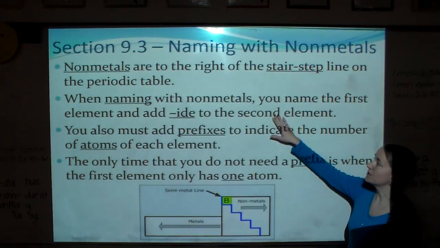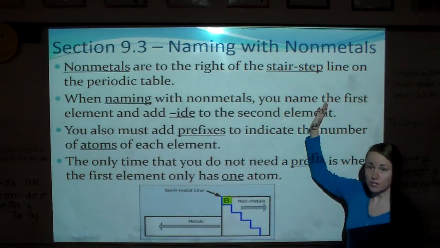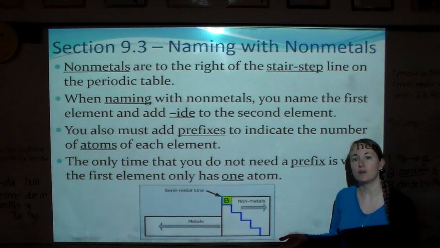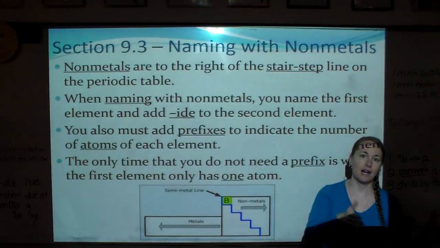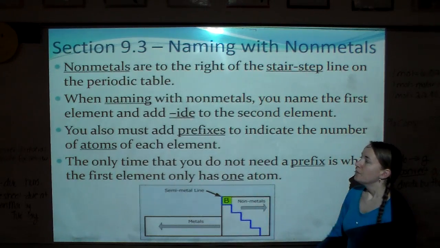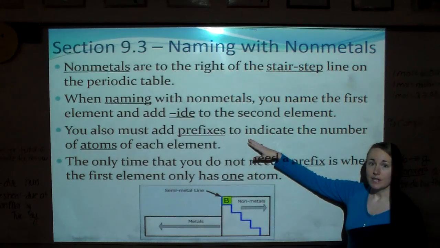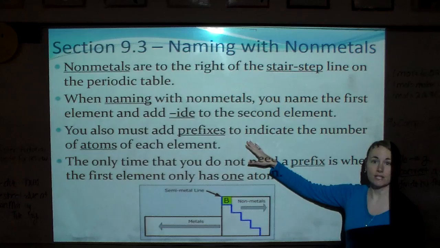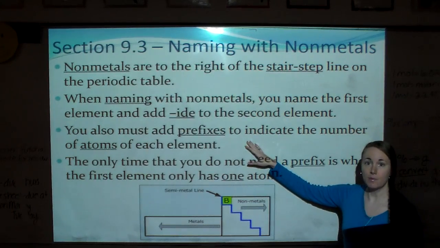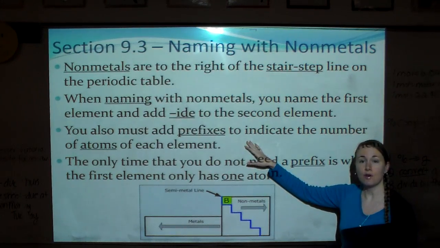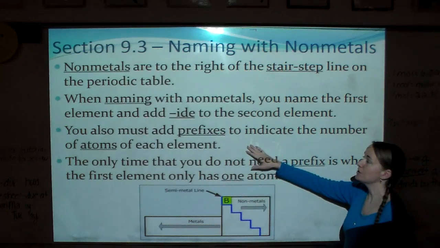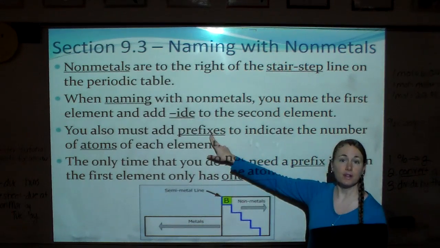When you name compounds that start with nonmetals, you name the first element, and then you add -ide to the second element. So notice that's what we've already been doing. But in nonmetals, because there are no charges to balance, you have to somehow tell in the name what the subscripts are, because they could be more than one thing. Like I could have N2O5 or I could have N2O4. Since there's no balancing of charges, we need something else to tell us what those subscripts are. And so that's where prefixes come in.